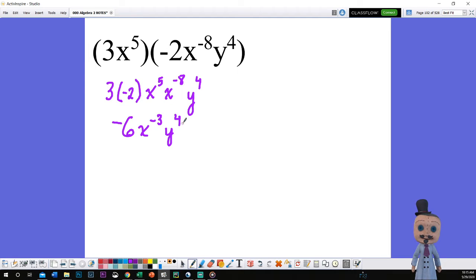Now this negative 6, it's to the 1st power, so does he like to move it? Hopefully you said no. So the negative 6 stays on top. This x has a negative exponent, so he does move it. He goes down to the bottom. That negative 3 becomes a positive 3. This y to the 4th, he stays on top. And you're all finished. Alright, so that's all the review we needed, hopefully.